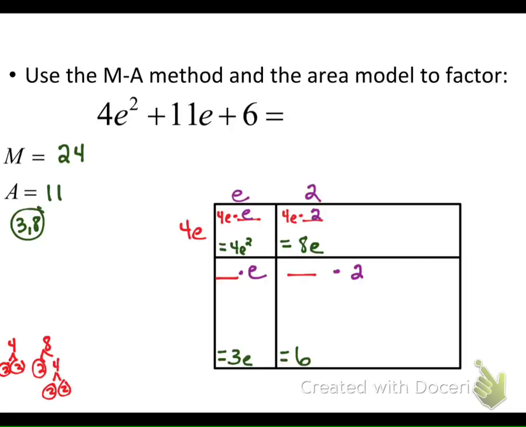The height. So what times E will get me to 3E? 3. Will 3 times 2 equal 6? Yes. So when you write your answer, you'll have E plus 2 times 4E plus 3, which is fine. Okay. All right, so our final answer. So then we have the total area equals height times width. So what's my height? Plus 3 times. Plus 2.